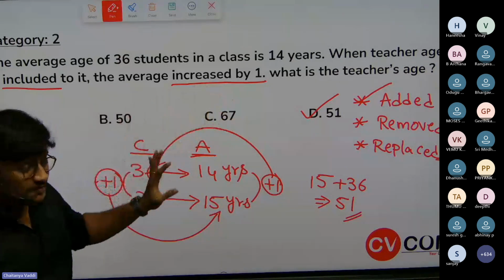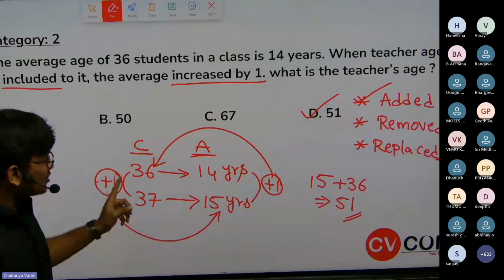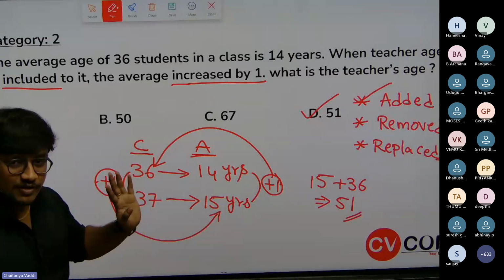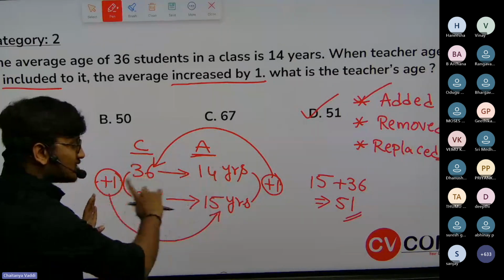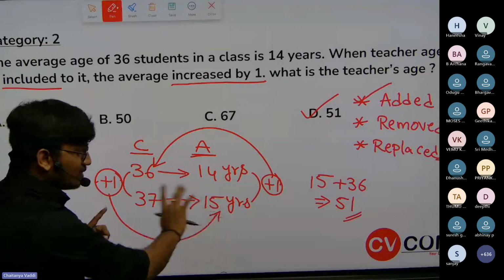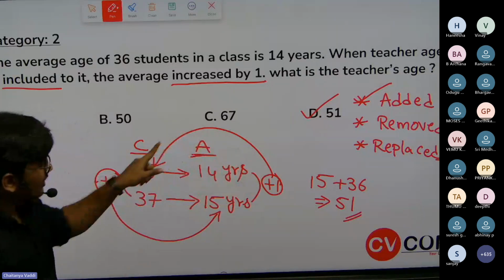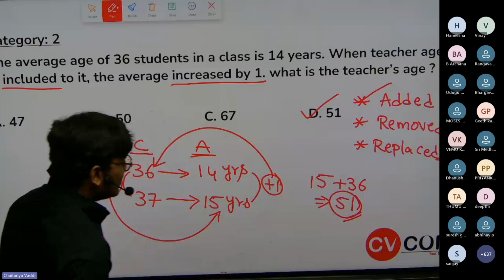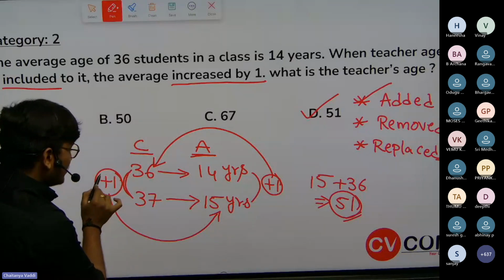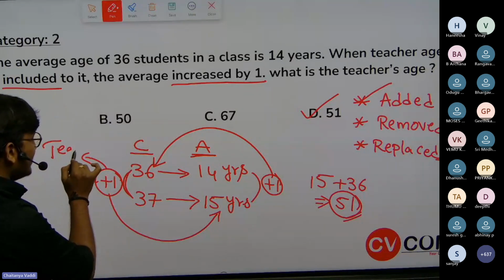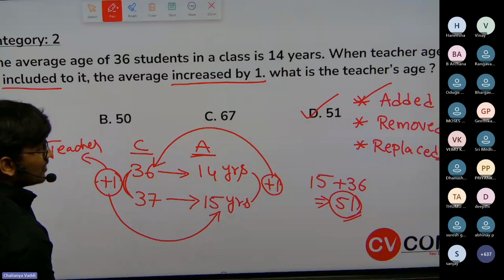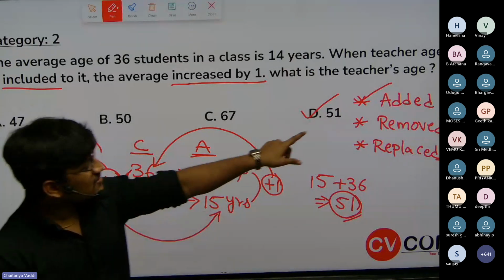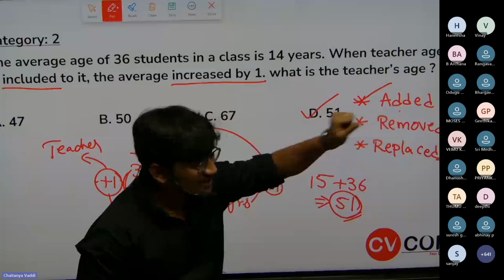For this question, you just remember the shortcut. With 36 count the average is 14, and with 37 the average is 15. Take the difference on both sides: left hand side difference, multiply with the last number; right hand side difference, multiply with the first number. You will get 51, which indicates the person who was added. Who is this person? The teacher, right? So the teacher's age is 51. The answer is 51 years. This comes under the case where a person is getting added.